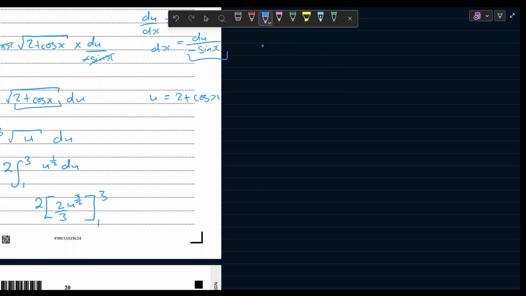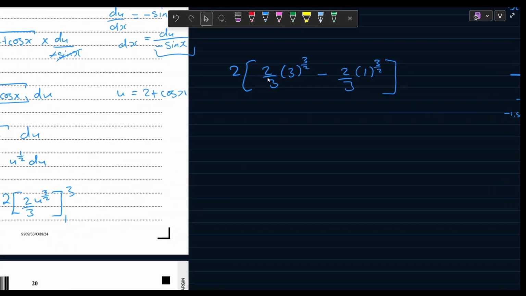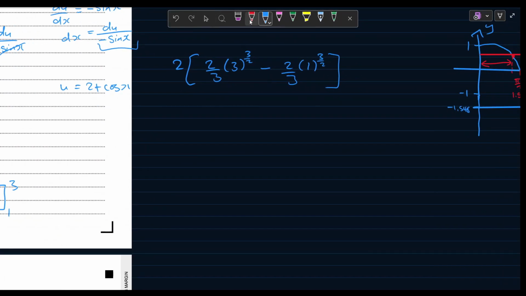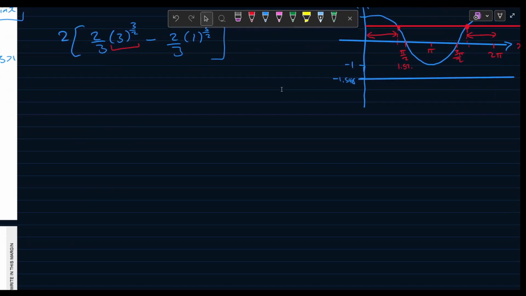So let's substitute in our limits. We'll do it on the side. So that's 2. We'll start with the upper limit. So that's 2/3 times 3 to the power 3 over 2. And then we've got minus, and in this case, it's 2/3 times 1 to the power 3 over 2. Okay. So here, if we punch it into the calculator, some calculators might be able to compute this and give you an exact value, but mine can't. So I'll show you how we can manipulate our surds there to simplify it.